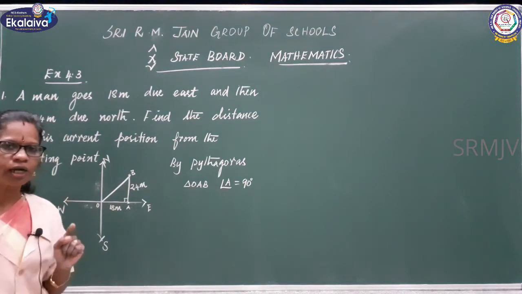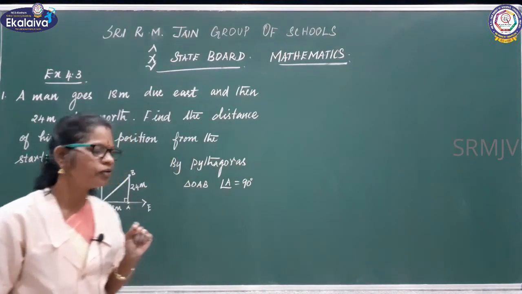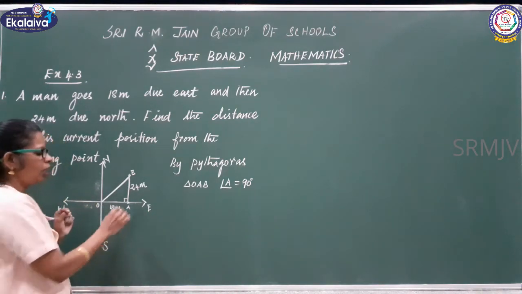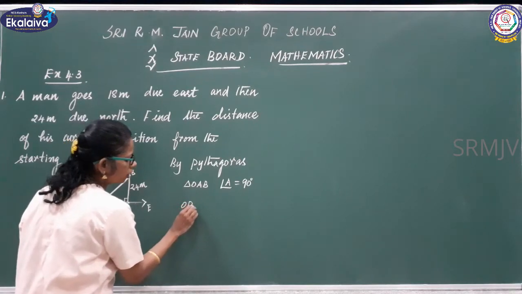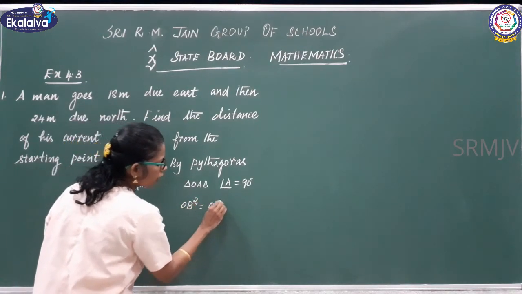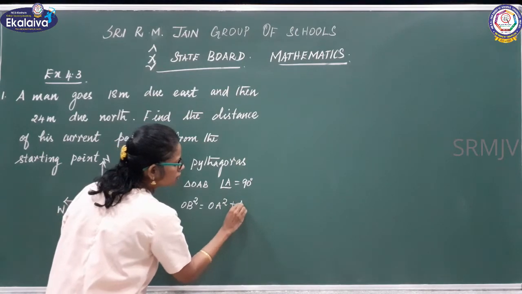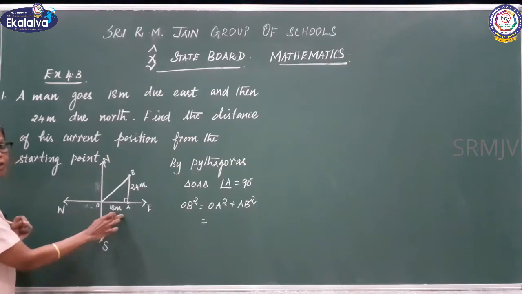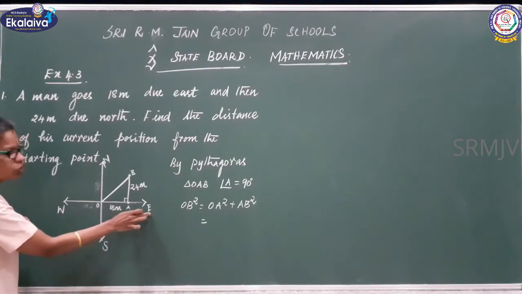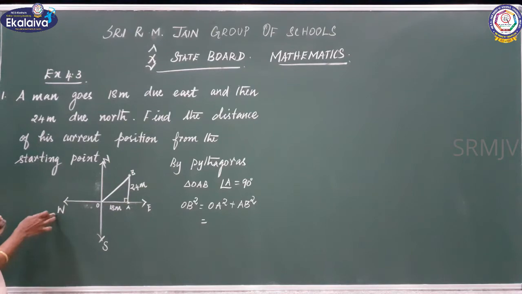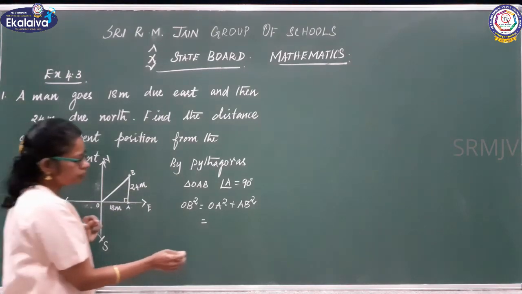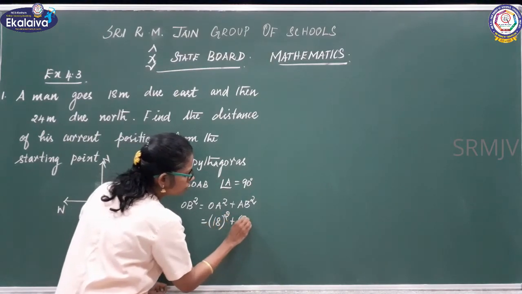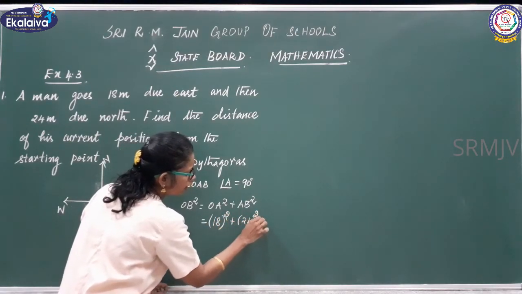When can we use Pythagoras? If the triangle is a right triangle, right? Right triangle means one angle should be 90 degrees. That is the meaning. Now, OB square equals OA square plus AB square. What is OA? 18 meters due east. It is east direction, north direction, west, south. OA is 18, so 18 square plus 24 square.